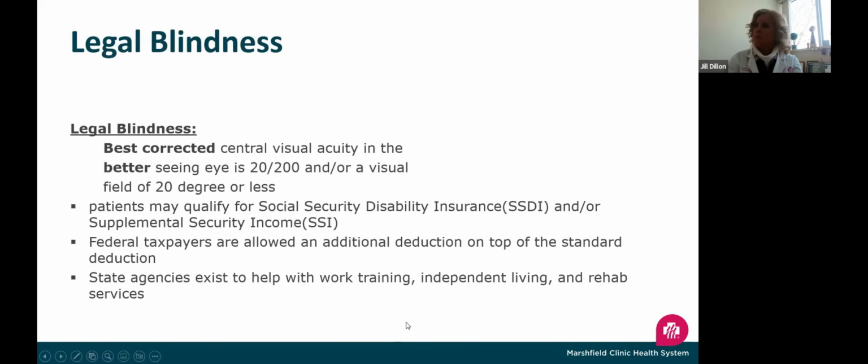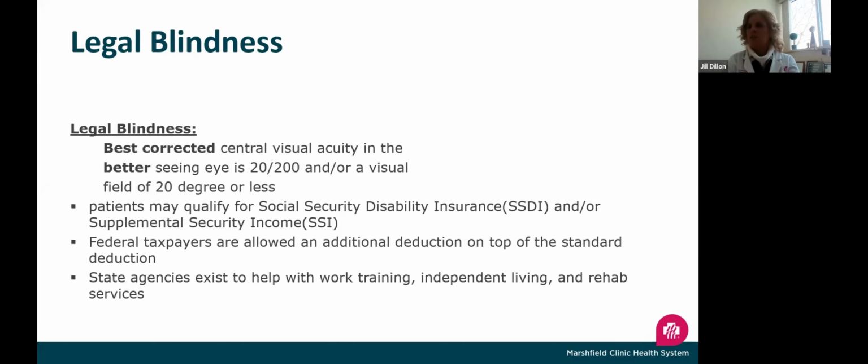I'm just going to talk briefly about what is legal blindness. We hear people say, I'm legally blind without my glasses. Well, in reality, that's not the definition of legal blindness. Legal blindness means you have the best corrected vision. So you have the best vision we can get you as far as with glasses, the best prescription we can give you, and you're still only seeing 20/200 or worse in your better seeing eye.